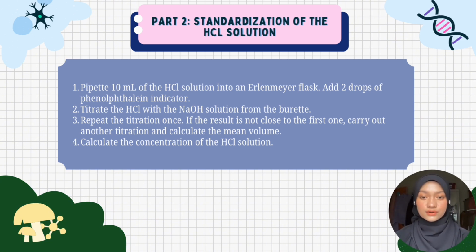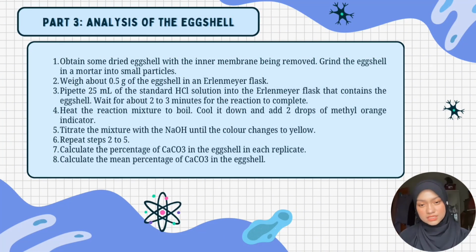Second, titrate the hydrochloric acid with the sodium hydroxide solution from the burette. Then repeat the titration once. If the result is not close to the first one, carry out another titration and calculate the mean volume. Lastly, calculate the concentration of the hydrochloric acid solution. And we are done with the second part.